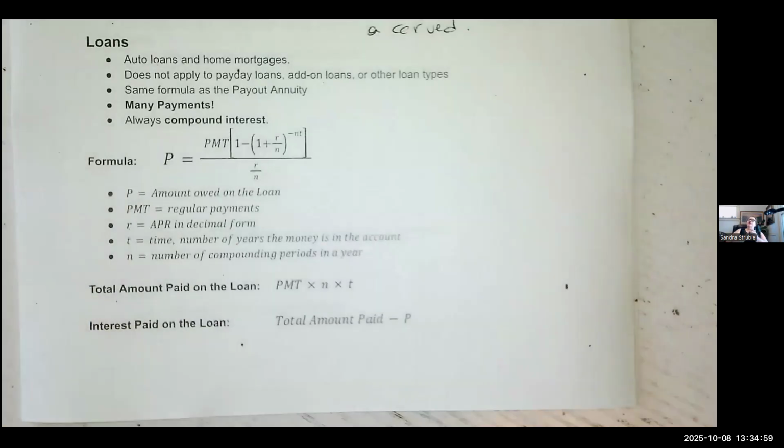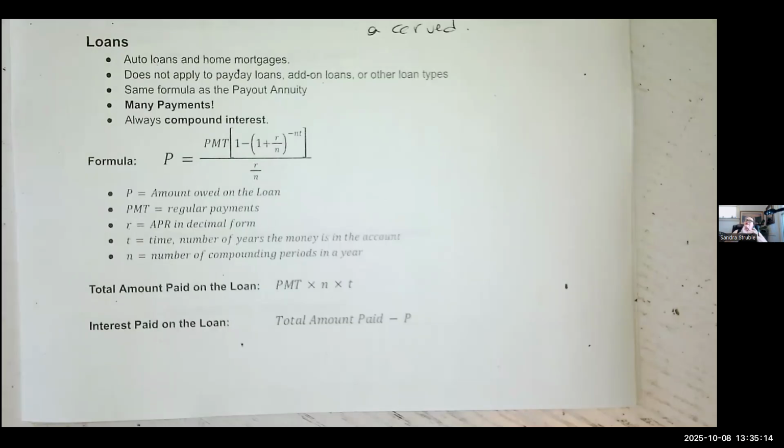Okay, here's our lecture on loans. This is still in the annuities, payout annuities, and loans module. And so, talking about loans, loans can be auto loans, home mortgages, credit cards.